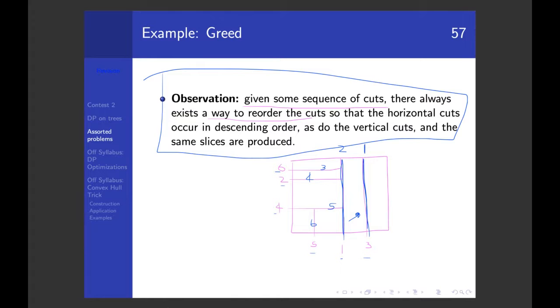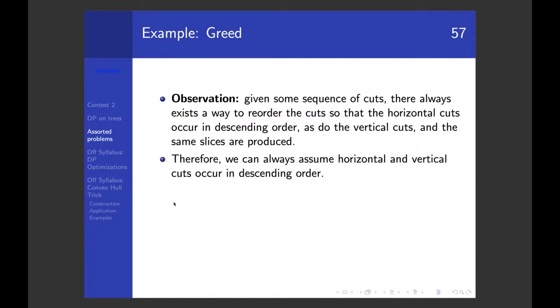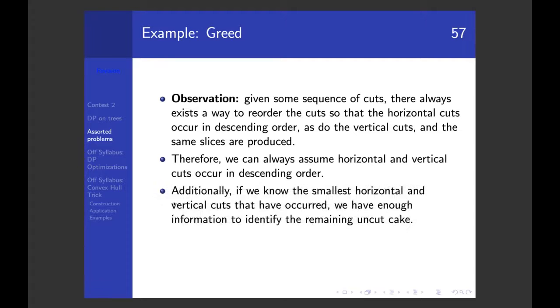Otherwise, I'm going to move on to discussing this. So this is just what I said. We can assume that they occur in descending order, because if there exists a method to do them in descending order, then we can safely assume that they happen in descending order.